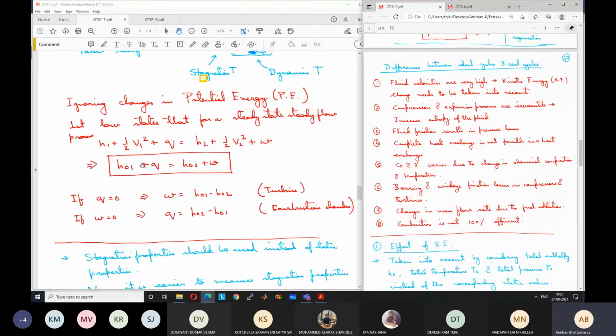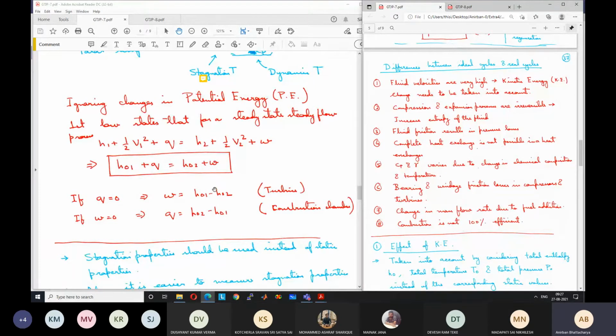If we do all the calculations in terms of these H01, H02 values, we do not need to separately consider the velocities. Automatically, the changes in kinetic energy will be part of the enthalpy. So you can just calculate based on the total enthalpy values. For turbines, we know that there is no heat addition, so Q is 0. For the turbine, the work output can be written as W is equal to H01 minus H02. This also includes the changes in kinetic energy.